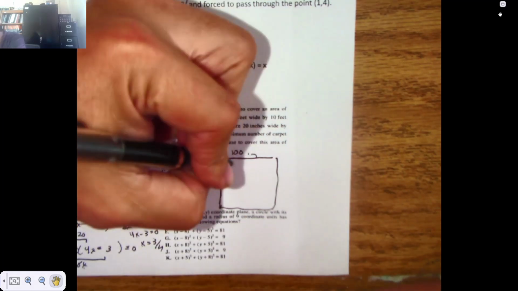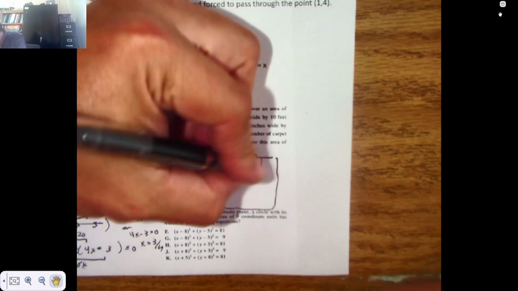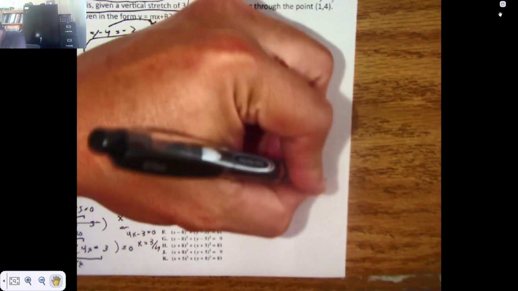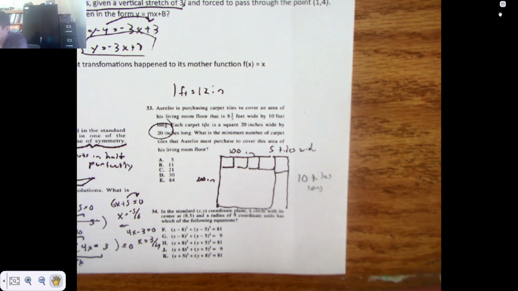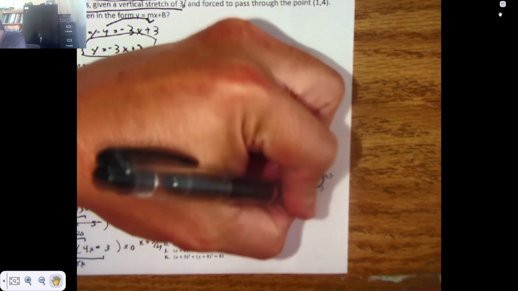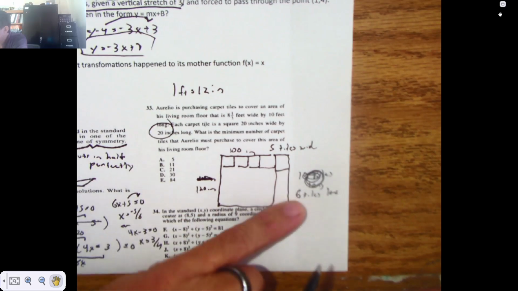so 200 inches long. The tiles are 20 by 20, so I can fit, and my drawing's not to scale, obviously, but I can hit 5 tiles wide. And if each tile is 20 inches, I can do 10 tiles long. But it's 5 times 10. Oh, I'm an idiot. 12 times 10 is 120 inches. Oops. It's 6 tiles long. So 5 wide, 6 long, 5 times 6 is 30. I need 30 tiles.